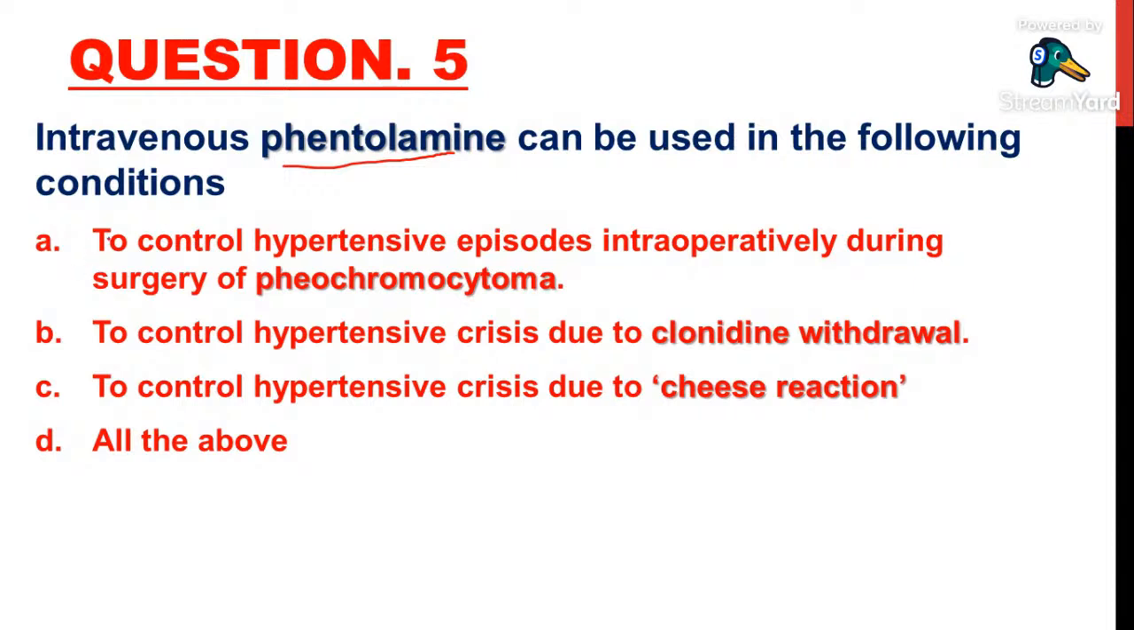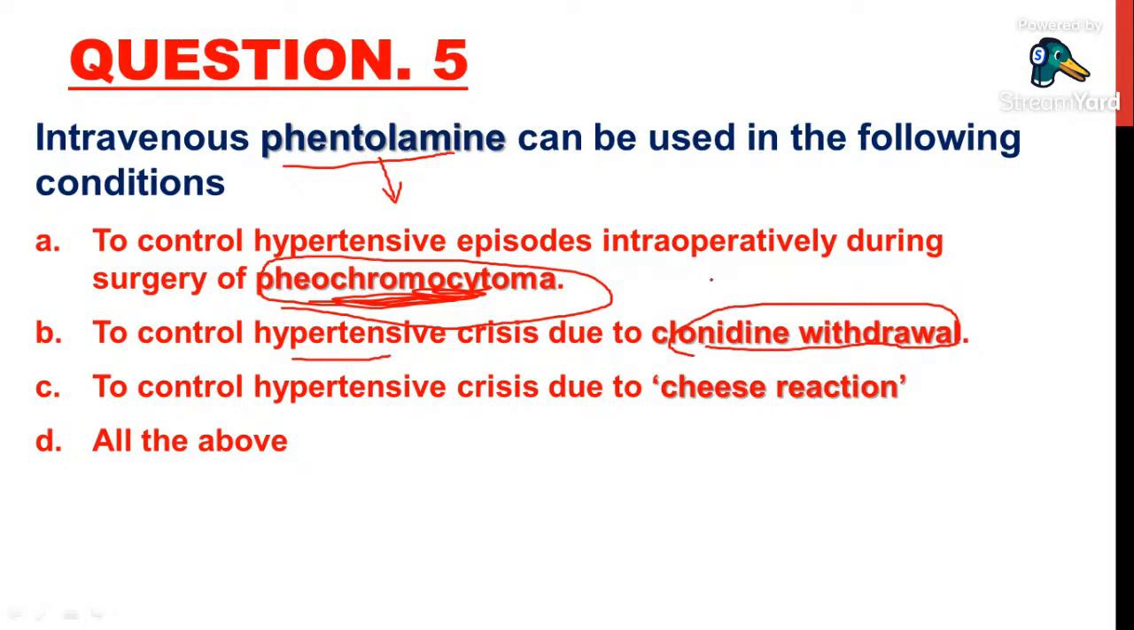I'll tell you why. Phentolamine blocks alpha 1 and alpha 2 receptors. And phentolamine is the drug of choice in pheochromocytoma. This point you have to remember. Not only phentolamine, phenoxybenzamine is also a drug of choice in pheochromocytoma. Phentolamine controls hypertensive episodes intraoperatively during surgery. When a patient is having pheochromocytoma, in surgery conditions, we will use phentolamine. And phentolamine is also useful to control hypertension due to clonidine withdrawal.